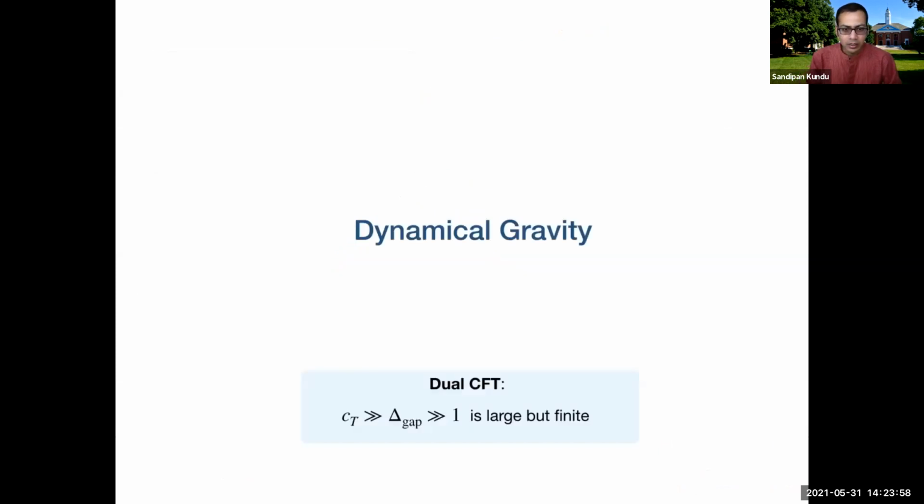Now, let me include dynamical gravity, which is actually very easy to do. On the CFT side, what it means is basically the central charge is no longer infinitely large. It is large, but finite. So that's the only difference between this and the previous case. What it means is basically the effect of the stress tensor can no longer be ignored.